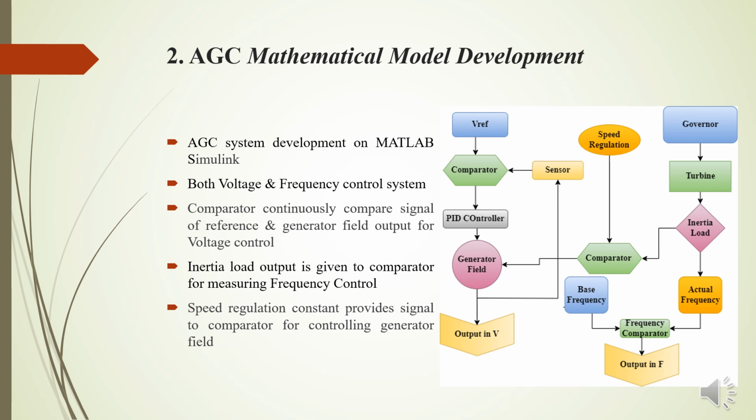In this slide, I discuss AGC mathematical model development. Here is the flowchart of the AGC model. AGC is the modern approach of the advanced power system where we can develop or implement our system and connect our system to the grid. So each and every generating unit should have automatic generation control. During any malfunction or any ups and downs in the load, our system should be very stable. Now I am talking about my development of the AGC model on MATLAB Simulink.